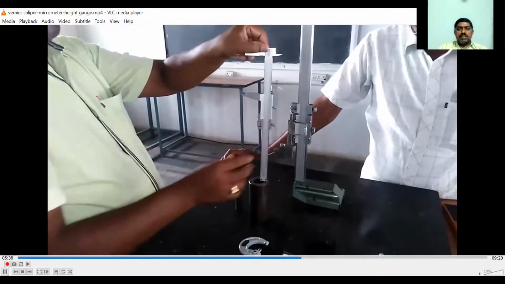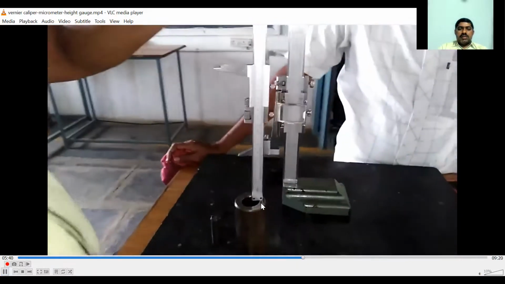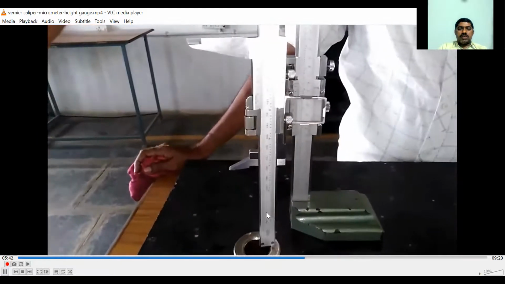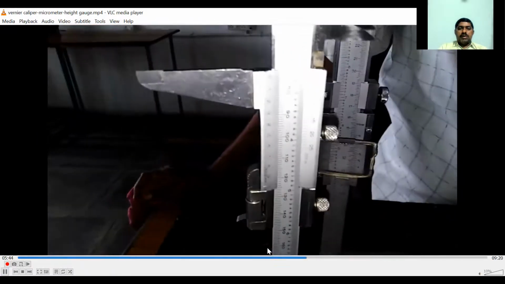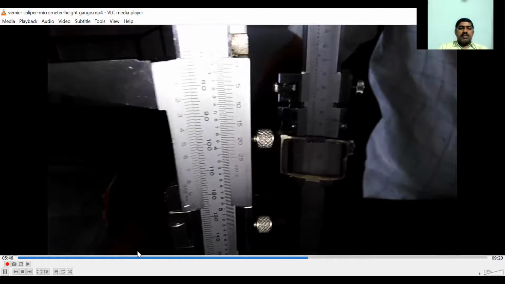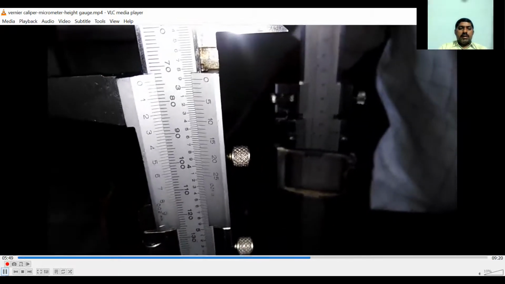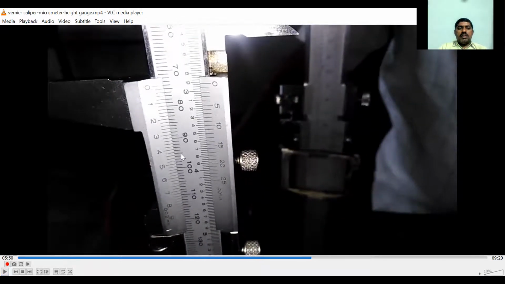So let us see the procedure now. This L-shaped frame is mounted, or sits, on the top of the workpiece, and then we will take the reading. What is the main scale division? So this is 70, this is 75, and 74 is the main scale division.